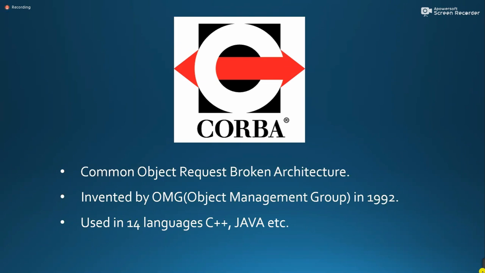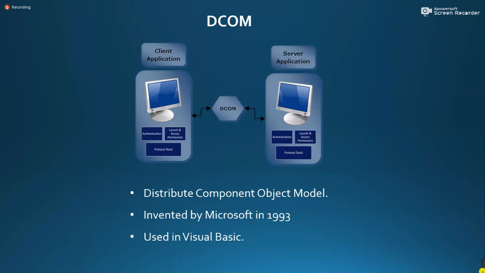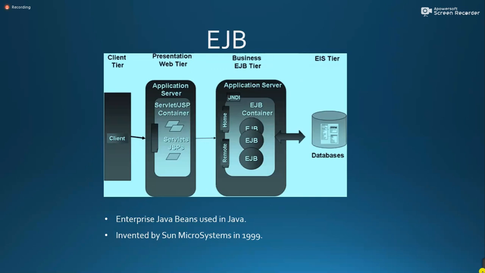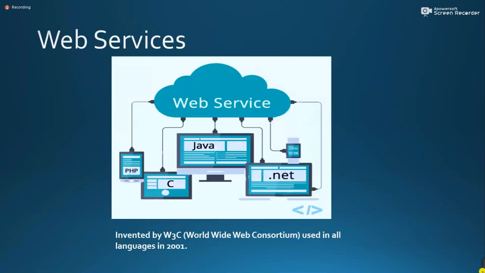Then we have DCOM, Distributed Component Object Model, invented by Microsoft in 1993 and used in Visual Basic. We have RMI, Remote Method Invocation, invented by Sun Microsystems, used in J2EE. We have EJB, Enterprise Java Beans, used in Java, invented by Sun Microsystems in 1999. And we have web services, invented by W3C, the World Wide Web Consortium, used in all languages: Java, .NET, PHP, C, Python.